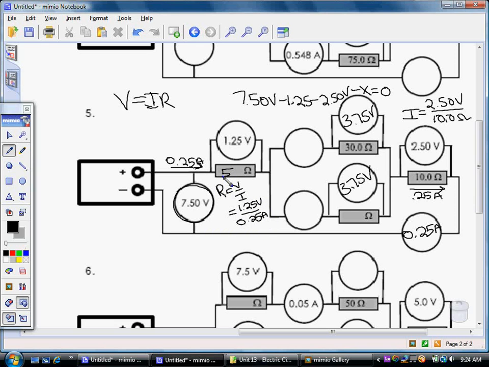Now, let's go back and let's see. I still have 2 more ammeters to get. These 2 ammeters, I can get the one on the top because I have both the resistance and the voltage there. So I equals V over R. The voltage across the resistor in the top leg of the parallel circuit is going to be 3.75 volts. Divide that by the resistance, which is 30 ohms. So my current on this one is going to be 0.125 amps.